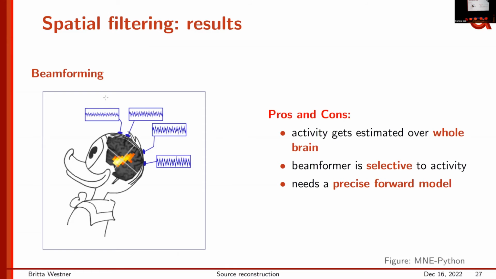However, this method needs a very precise forward model because of those independent estimations of filters. And that is also why, especially for EEG, this method is maybe not so suited if you don't have individual MRIs, because you really need to have a good understanding of the theoretical flow of current between your sources and your electrodes for this method to give back good estimates.